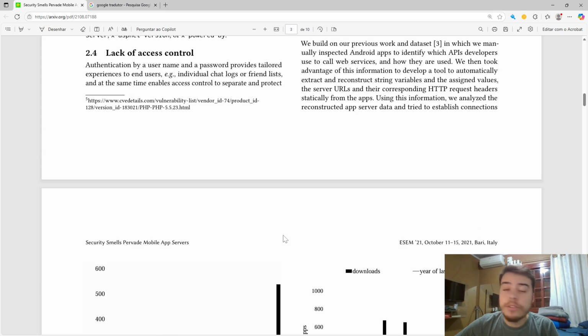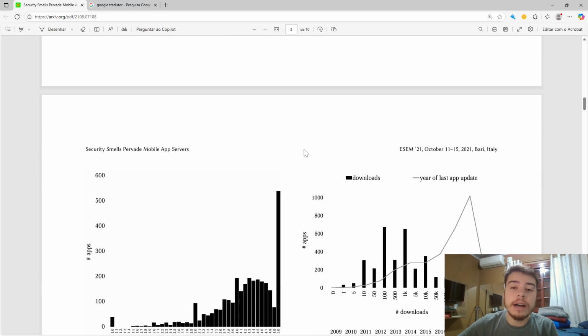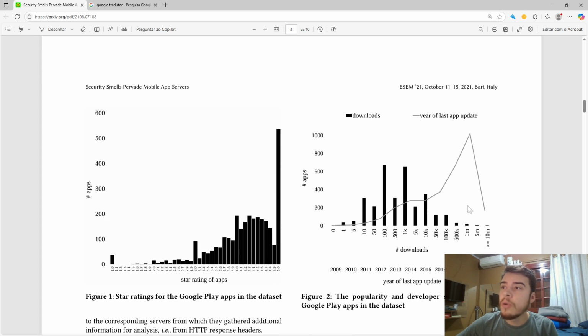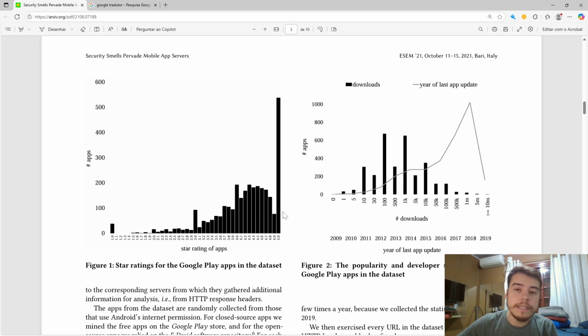They used a dataset for a preview study, and here we can see the data. Here is the rating of the apps that they use for this study, and the apps that are in the dataset. Here is the last update of these apps. The idea here is to compare the rating of an app and its last update.